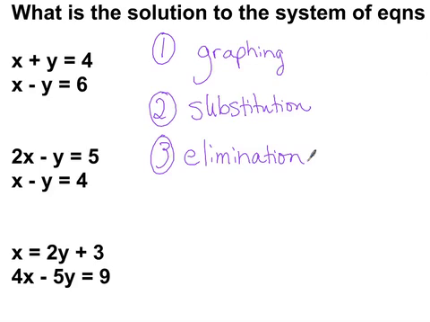So we have these three different methods that we can use to solve a system of equations. And I look at this first one up here. I have x plus y equals 4 and x minus y equals 6. Which of these three methods would probably be the easiest one to use? I think elimination is probably going to be the easiest one to use.